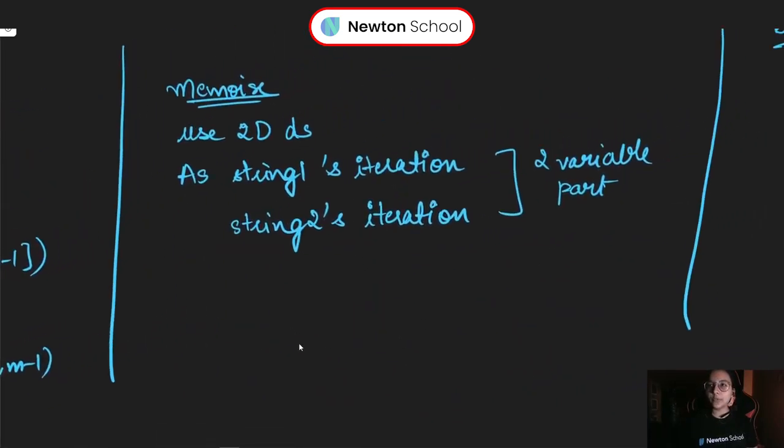And how are we required to memoize this particular solution? Because there are two variable parts, one for nums1 and the other one for nums2. So that's why we would be using a 2D data structure for storing our variable parts. And then I'll show you how we can come up with the same.